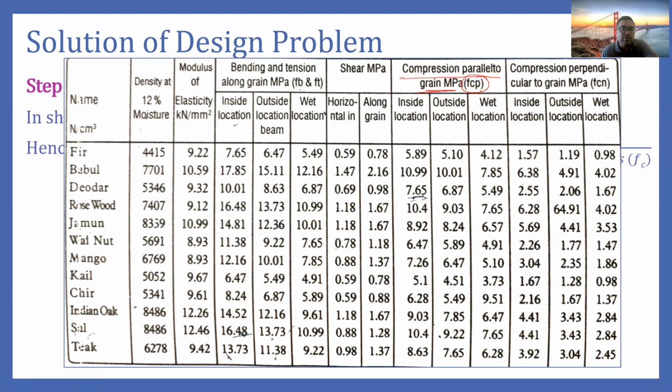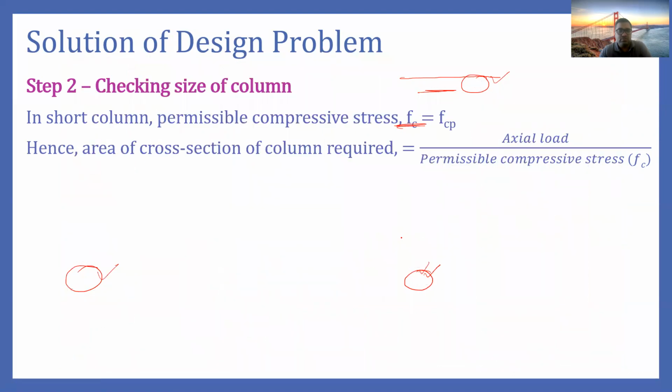FCP value can be found for the cal wood. Our wood is cal wood. Also, we are required to understand whether our column is for inside location, outside location, or wet location. In the question, it is mentioned that our column is for the inside location. So for the inside location, the value of FCP is 5.1. Compression parallel to grain for inside location for cal wood is 5.1 Newton per mm square. So that we will see now.